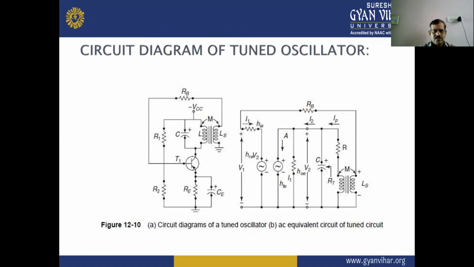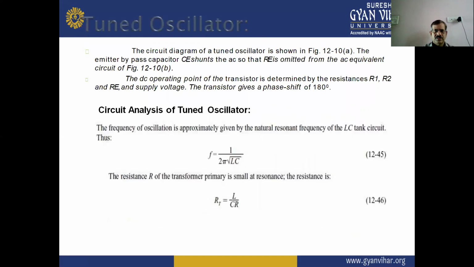So this is the circuit diagram of the next type of oscillator, the tuned oscillator. Circuit A is the circuit diagram of the tuned oscillator, and circuit B is the AC equivalent circuit of this tuned oscillator circuit.